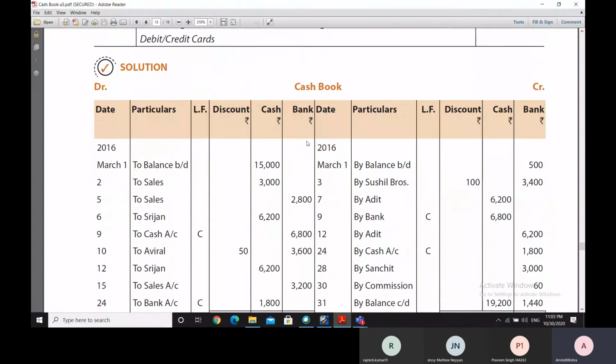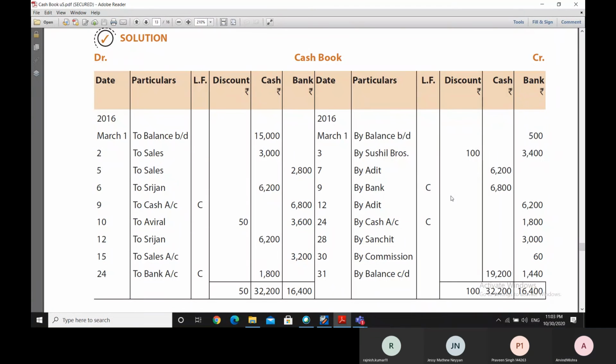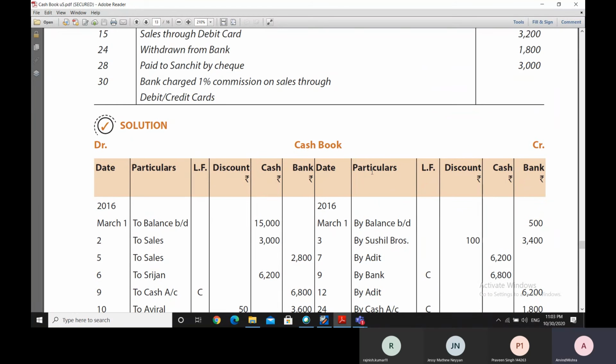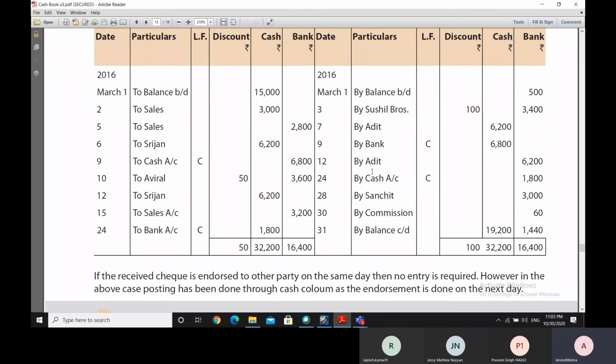So the bank has charged us 1% commission, which comes to 60 rupees on the total sales. We have to just add up the sales and find out 1%, that will come to 60 rupees. Because the total sales that we made, we have to add them up, cash sales and the bank sales. And finally, we have to get 1% of that, and that will be the commission.